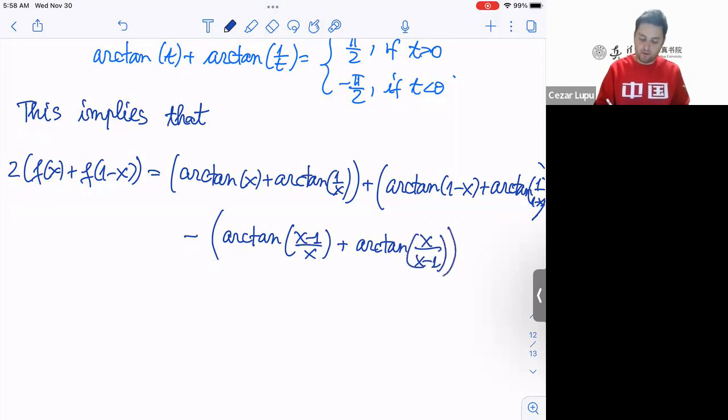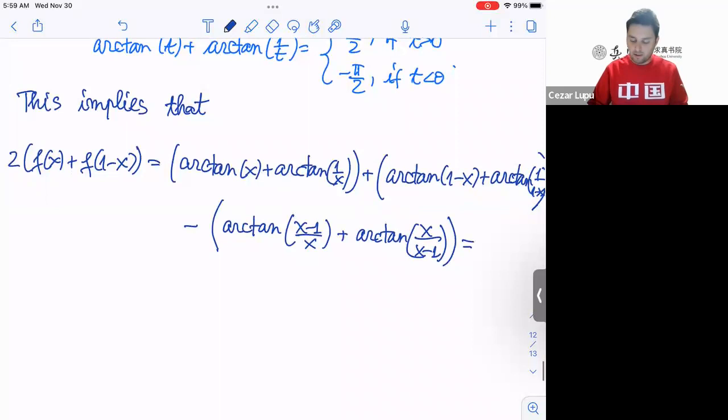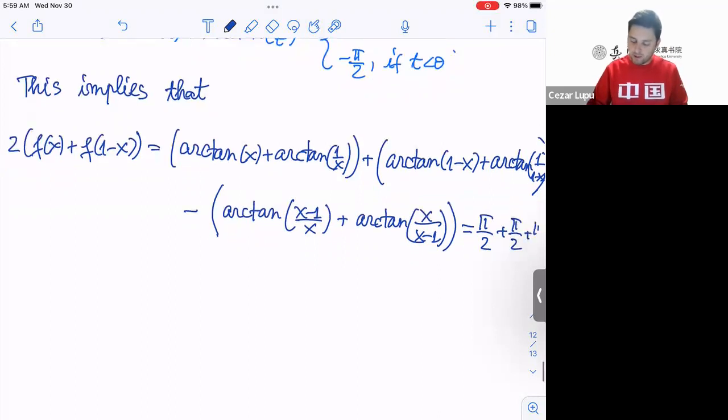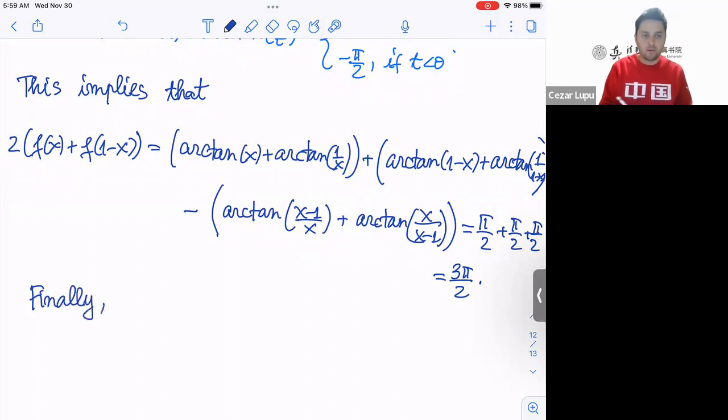Okay, everything fits perfectly into the picture. So these, according to our identity, are nothing else than pi over 2 plus pi over 2. The last one is negative, so plus pi over 2, which will give us 3 pi over 2. Great.